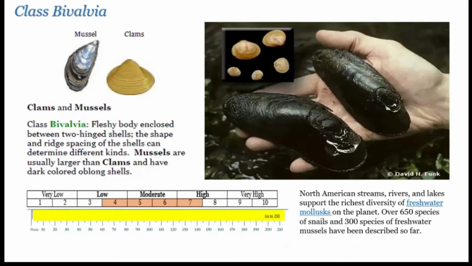Mollusks are extremely diverse: the snails and the mussels and the clams. North American rivers and streams have some of the most diverse populations of mollusks on the entire planet, which is pretty neat. And these animals have been studied a while. They're very critical, especially in large river environments, to the health of those environments. A clam or a mussel has two hinged shells. Primarily you can tell the difference by the way they look. Clams are more rounded than mussels typically, but again, there are exceptions to that.